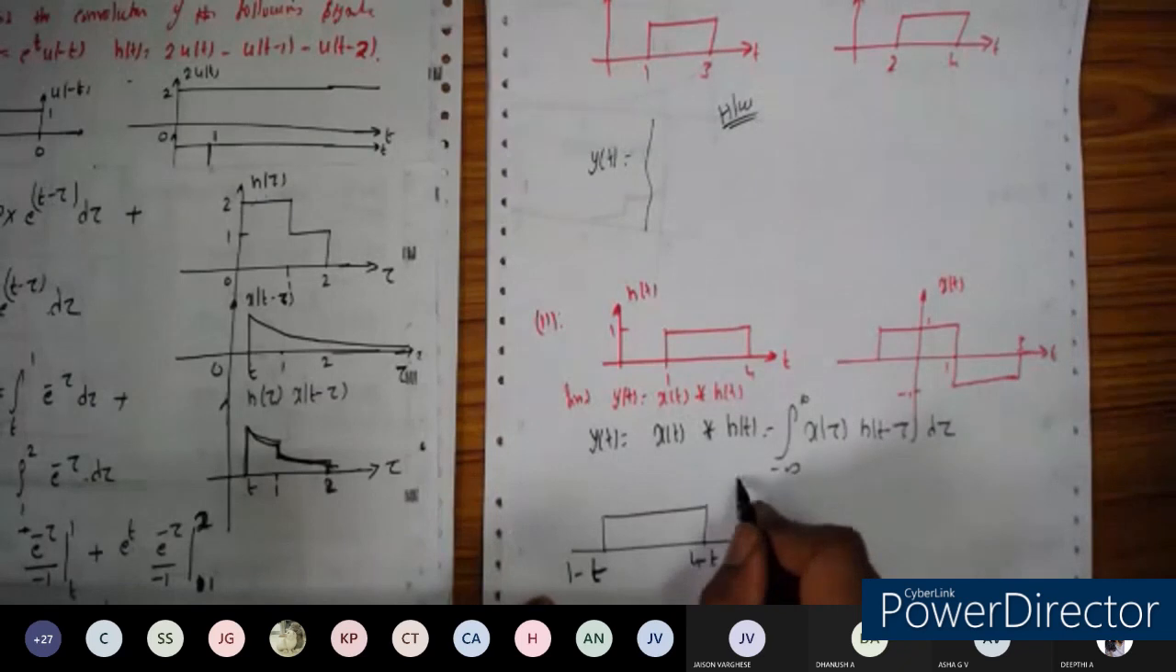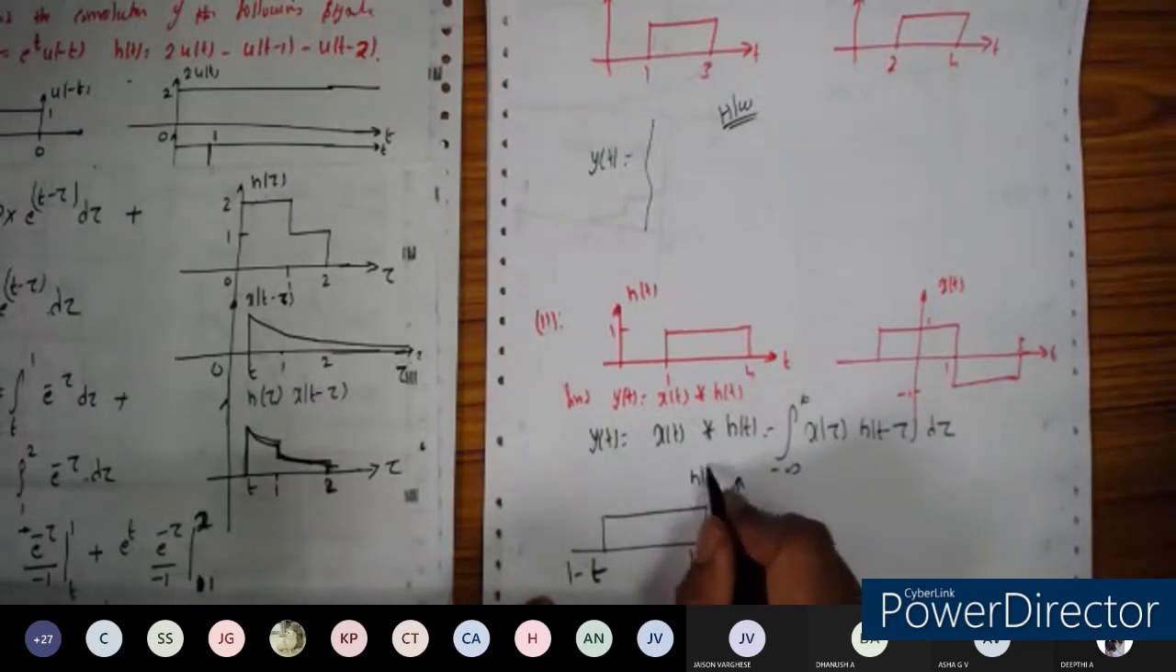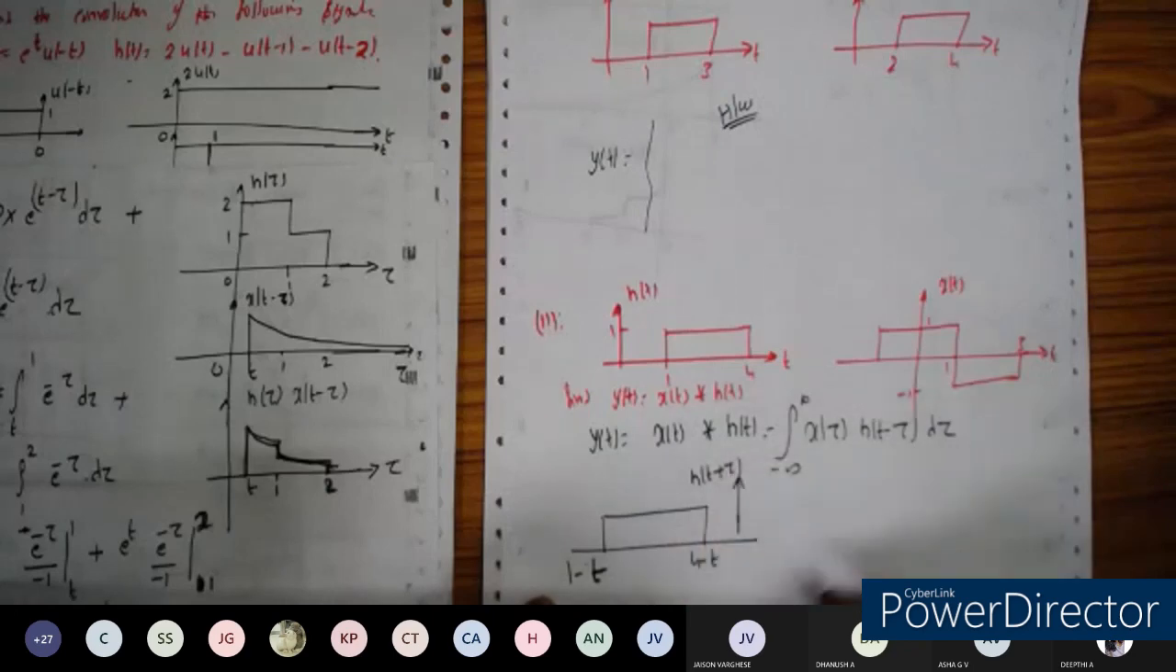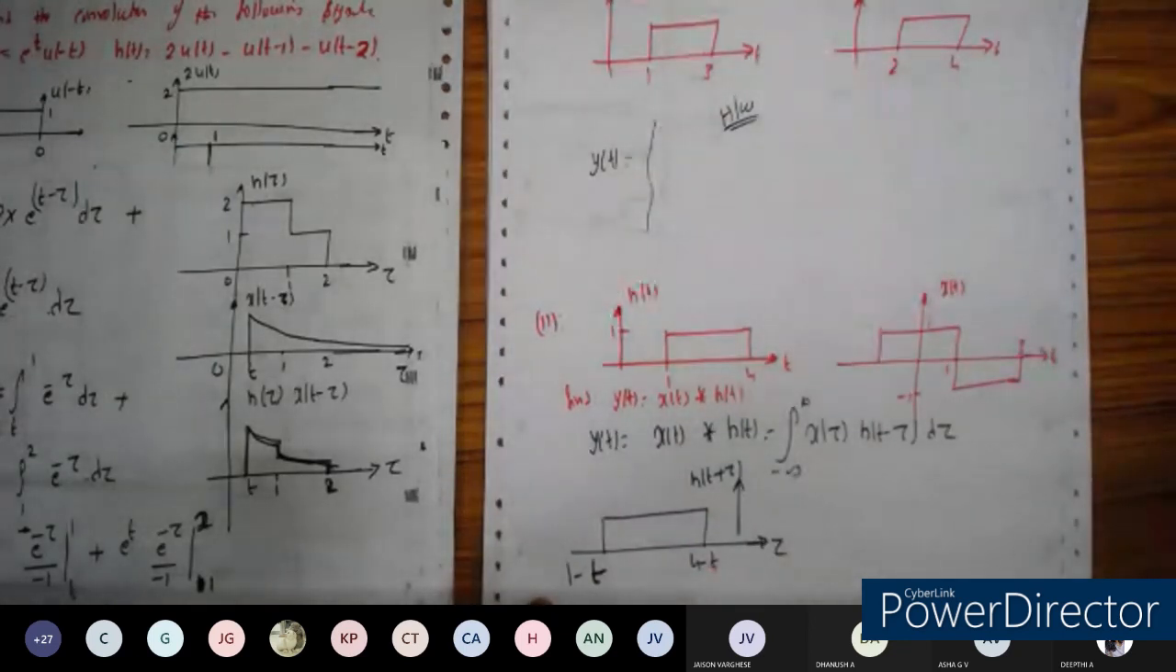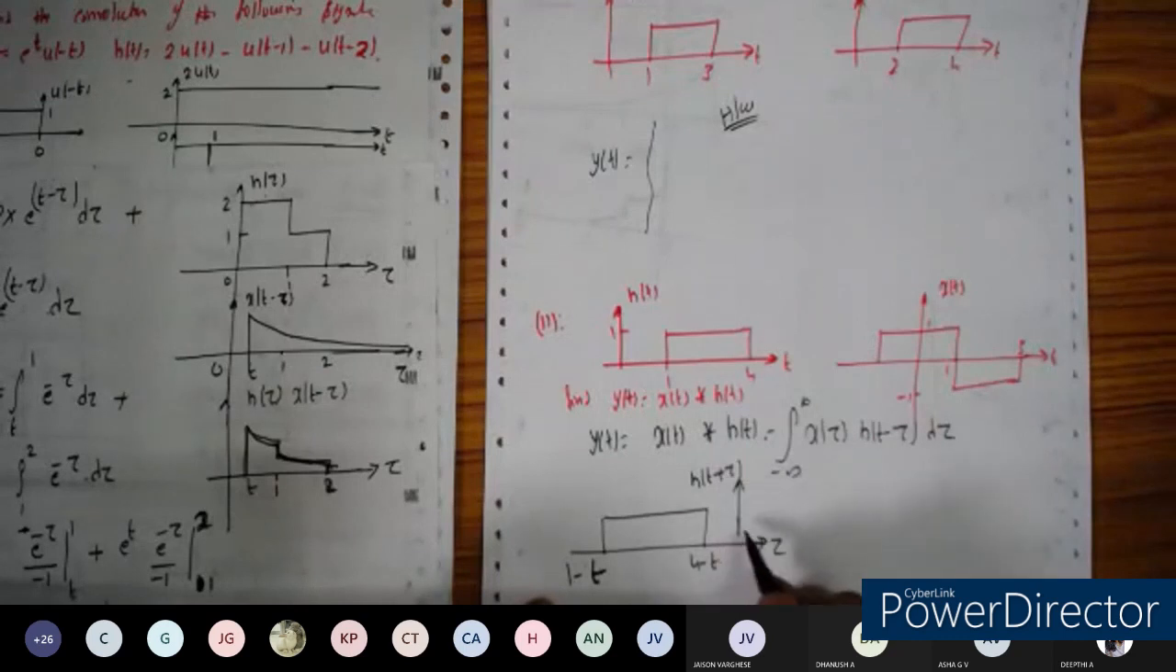Since I don't know where the origin is, I can call this h of t plus tau. So this is the tau axis. Done. So 1 minus t to 4 minus t. This is h of t plus tau. Since I don't know the axis, I can represent it like this.